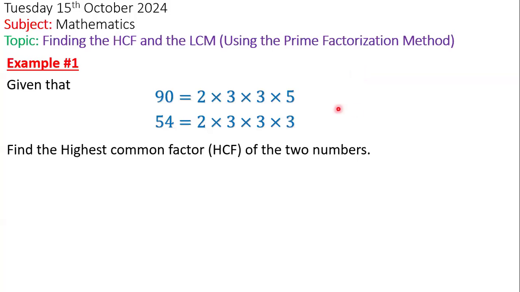Okay. So we want to find the highest common factor of it. The first thing we're going to do is list them. So we're going to write them again. We're going to write 90 is equal to 2 times 3 times 3 times 5. By the way, the answer is not 3, and the answer is not 15, and the answer is not 16.